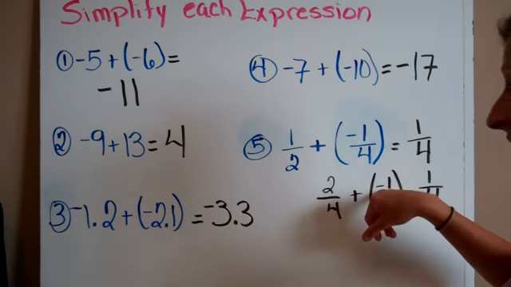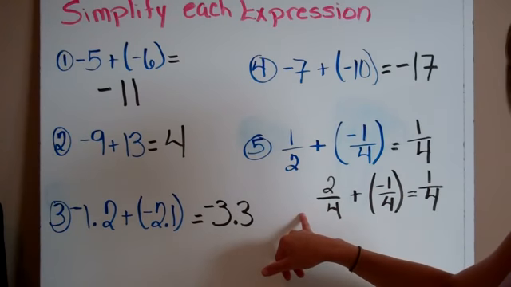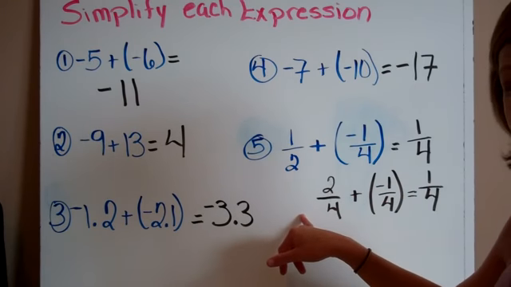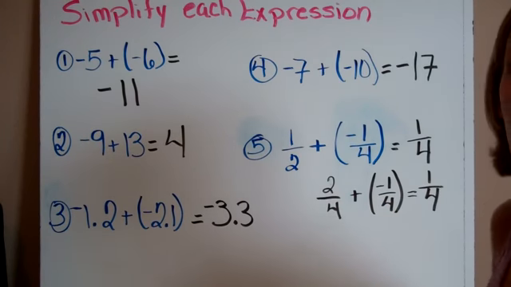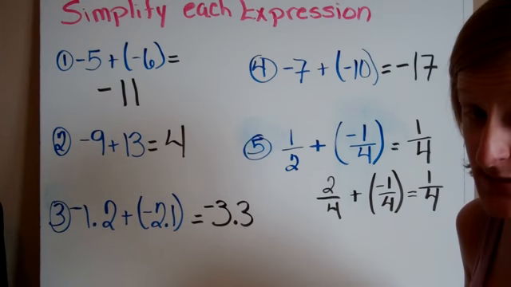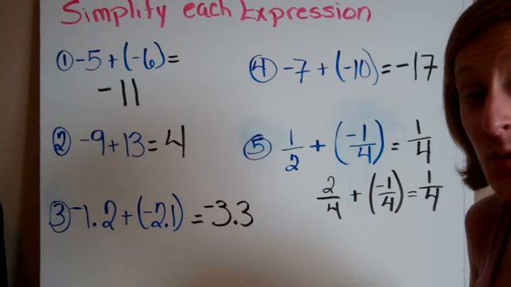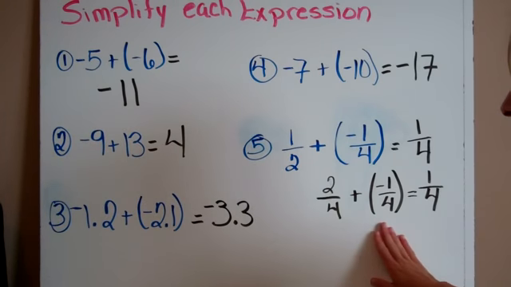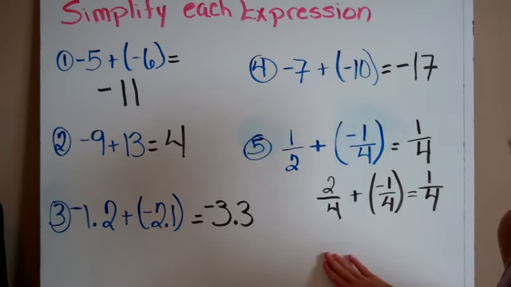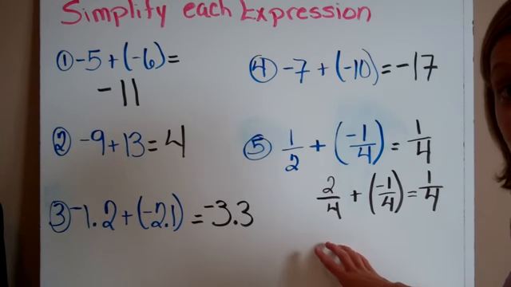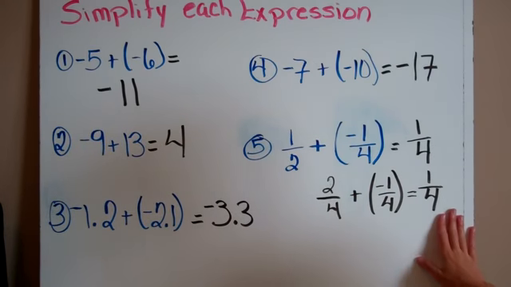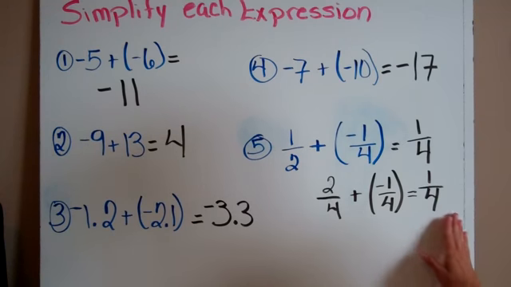Now, one's a negative number, one's a positive number. That means I take the absolute value of both. So this is still 2/4. This would be 1/4. I take the difference between 2/4 and 1/4, and that's 1/4. Now, the number that has the largest absolute value is this 2/4. It's larger than 1/4. So since it's positive, my answer is going to be positive. So I get a positive 1/4 as my answer.